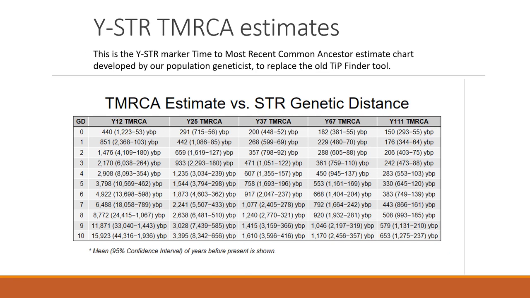This is our YSTR marker time to most recent common ancestor chart, developed by our population geneticist to replace the old tip finder tool. And looking at this chart in reference to our last two matches, my cousin who we're matching, so this is technically my dad's kit, so that's why I'm saying we're. So we're matching at a Y111 at genetic distance of 4.